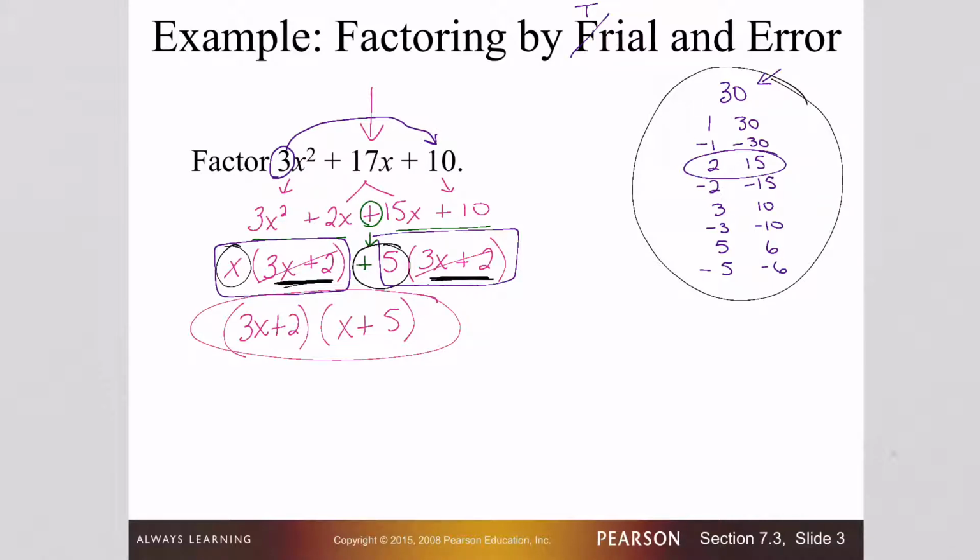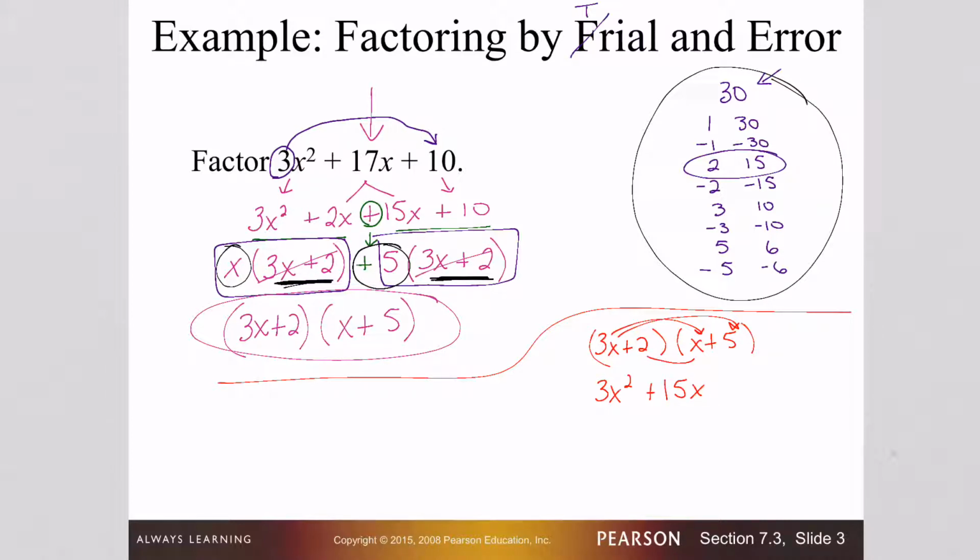Now remember, you can always check your work here. To check my work, I'm going to take my answer, 3x plus 2 times x plus 5, and I'm going to multiply that back out and make sure that I get my original problem. So 3x times x is 3x squared. 3x times 5 is 15x. 2 times x is 2x. And then 2 times 5 is 10. And then you combine your like terms.